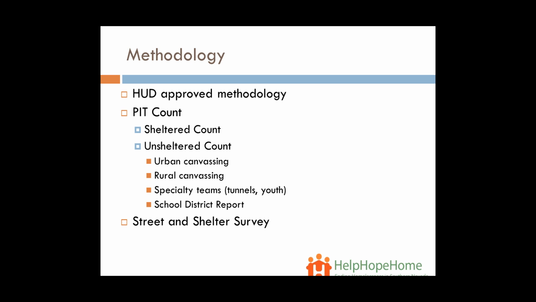So we have an urban canvassing, so that's really what we call the valley, the Las Vegas Valley area. That's our population center of the county, if you will, and then we have our rural canvassing. We have specialized teams for our tunnels that go into the city, as well as our youth teams, and then we have the school district that assists us with our report. And I'll talk a little bit more about each of those and how that's more specific to our county. And then we also have the street and shelter surveys. Next slide, please.